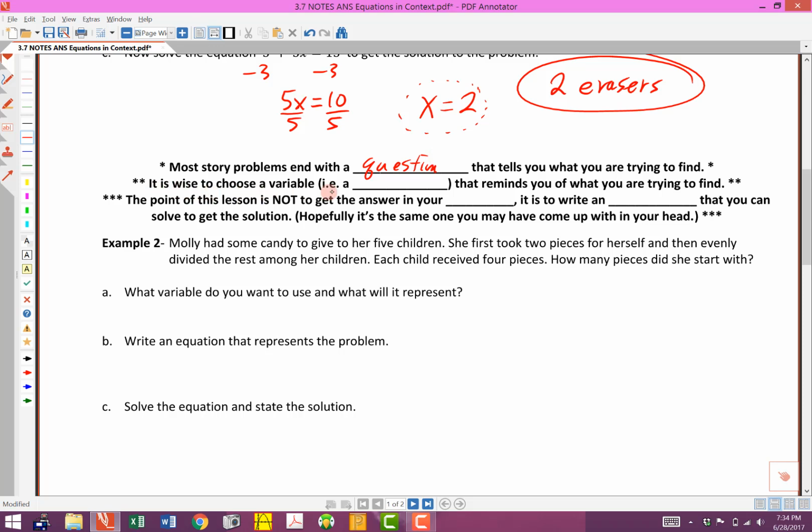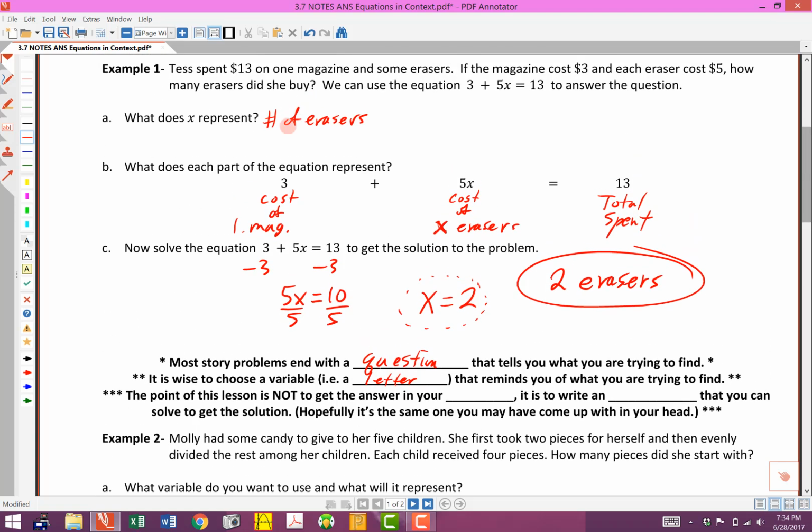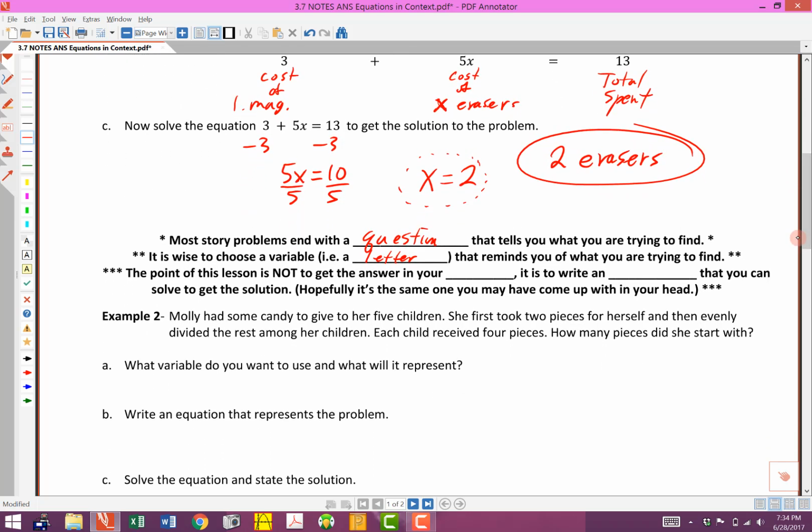It's wise to choose a variable, in other words, a letter that reminds you of what you're trying to find. So in this problem, we were trying to find the number of erasers. It might have been a good idea to use an E for erasers. If we're trying to find how many buses or how many candy bars, it might be good to use a B for buses or C for candy bar or something like that.